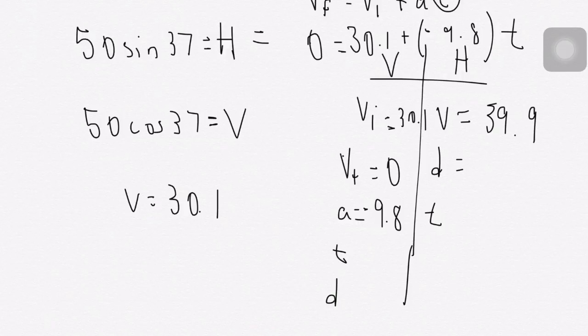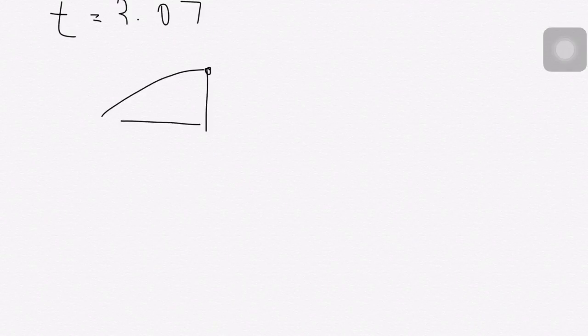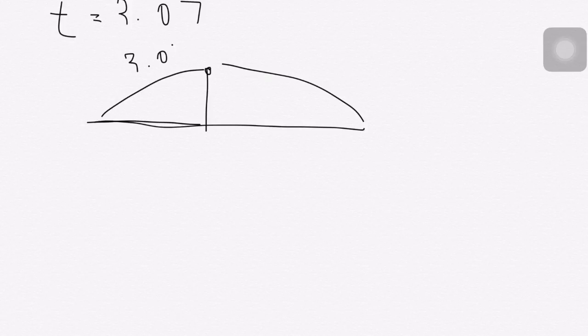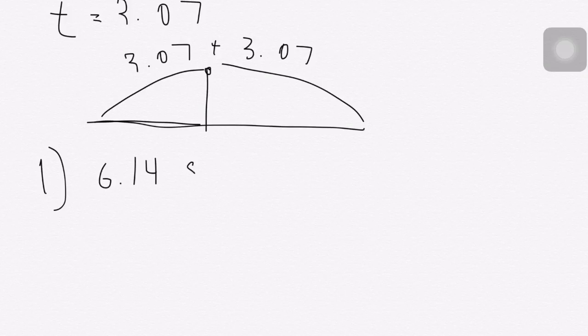So if we did all that, the time would equal 3.07, and that is at this moment right here, which is half of the projectile. So then we just do 3.07 plus 3.07 to find the full time, and the answer for number 1 is the projectile will be in the air for 6.14 seconds.